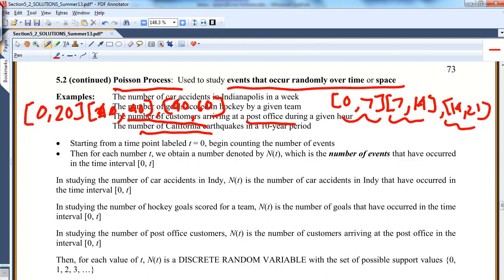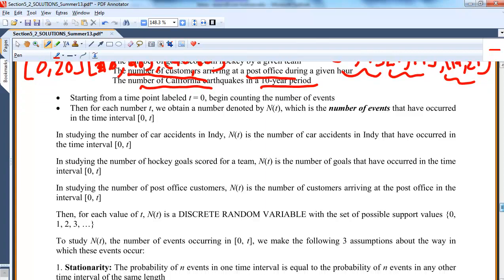Number of earthquakes in a 10-year period in California. In every 10-year period, earthquakes are pretty frequent, but how often is a rare occurrence. So it still has that feel of a Poisson. I don't think that should surprise you, that we're using a Poisson to study this type of process.